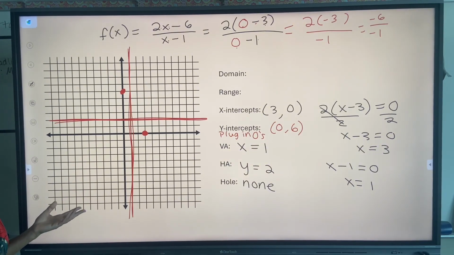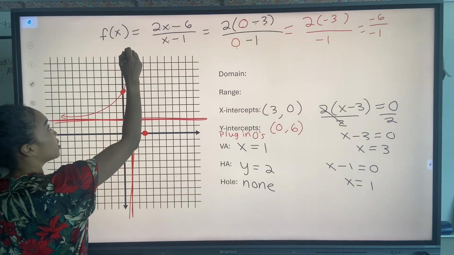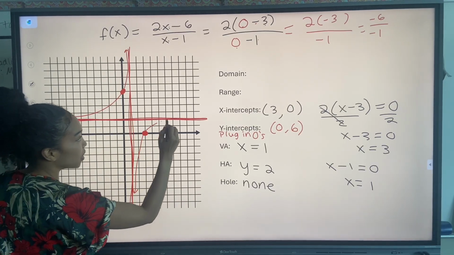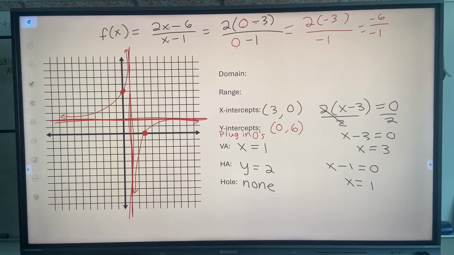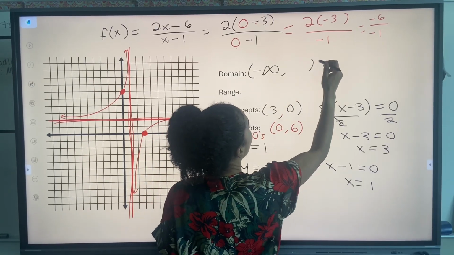Okay, so this is how you're going to draw your graph. Get close to the asymptote, go through your point. Get close to the other asymptote. Close to this asymptote, go through your point. Get close to that asymptote. That's your graph. The domain is always going to be in this format.